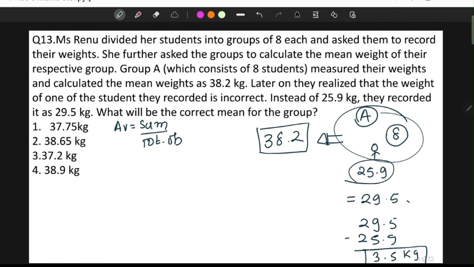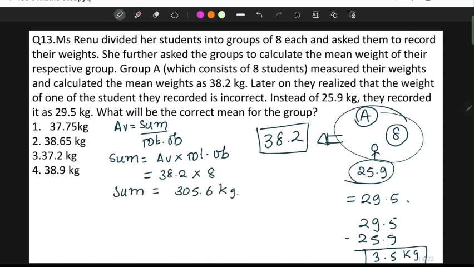So what is the average that they have given here? We can calculate the sum, which is equal to the average times the total observations, that is, the total number of students. The average is equal to 38.2 and the total number of students is 8. So this will give me the summation, which is equal to 305.6 kg.